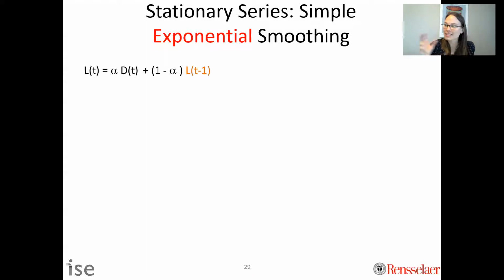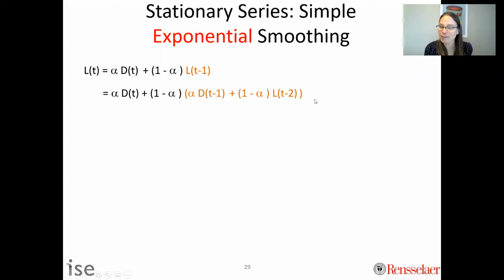Let's break down this equation, where L of t is just alpha d of t plus 1 minus alpha L of t minus 1. You can think about this L of t minus 1: what if I plug that back into this equation? Then L of t minus 1 is equal to alpha d of t minus 1 plus 1 minus alpha L of t minus 2, right? I'm just plugging into what you have here. Now I could say, what if I plug in L of t minus 2, and you could keep doing that.